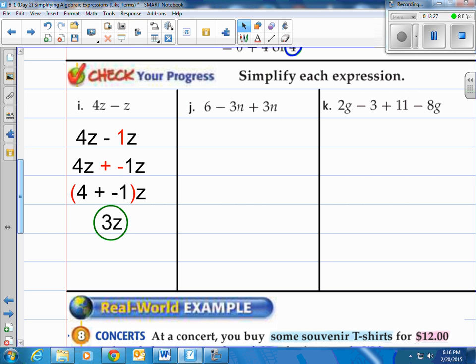How about this one over here? 6 minus 3n plus 3n. Well, step 1, I don't have to put anything in front of the letters because there are already numbers in front. Now I just change the subtraction to addition. Then I'm going to combine.